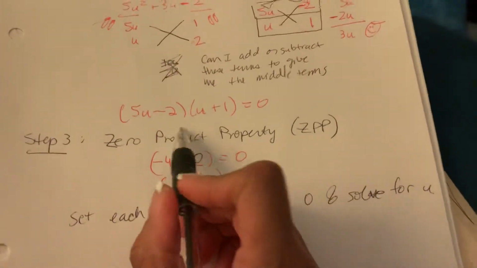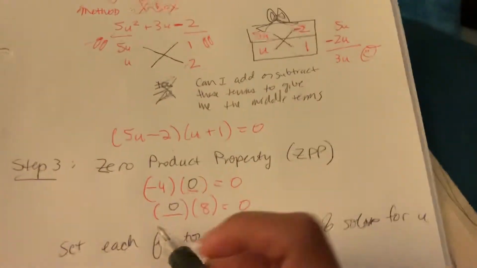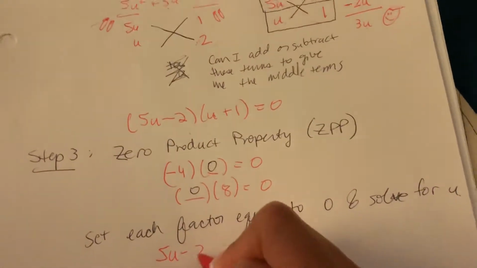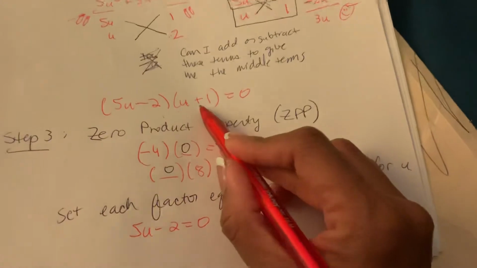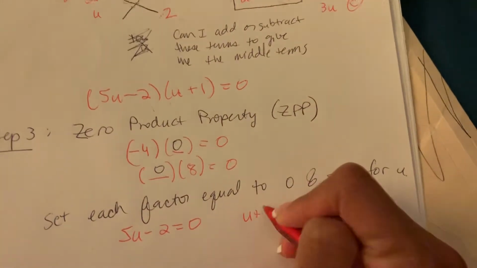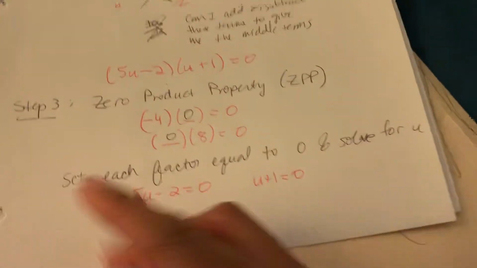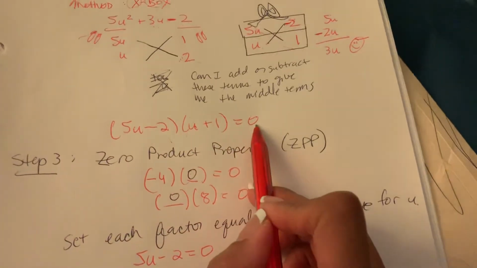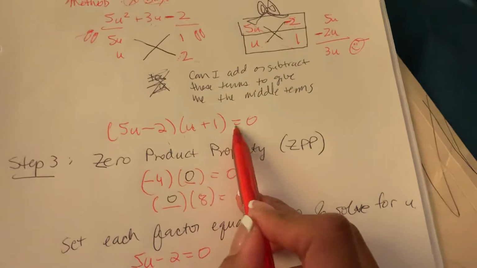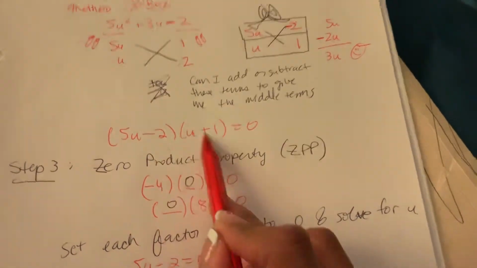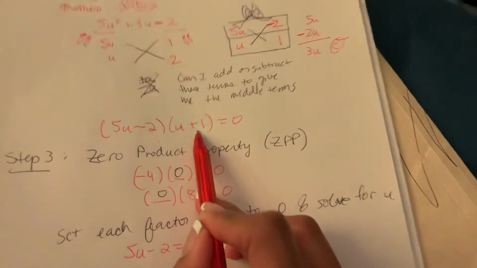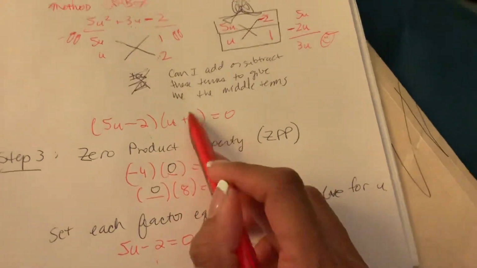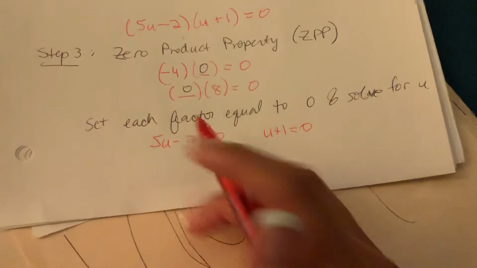So here it's factors. So I'm going to take this 5u minus 2, and I'm going to set that equal to 0. And I'm going to take this factor, u plus 1, and set that equal to 0. And again, the reason why we do this is because if an equation equals 0, the zero product property says that one or both of these factors has to equal 0 to make the statement true. So I'm going to set this factor equal to 0 and this factor equal to 0. And now I solve for u.